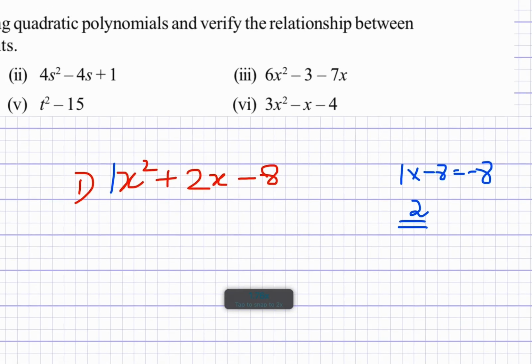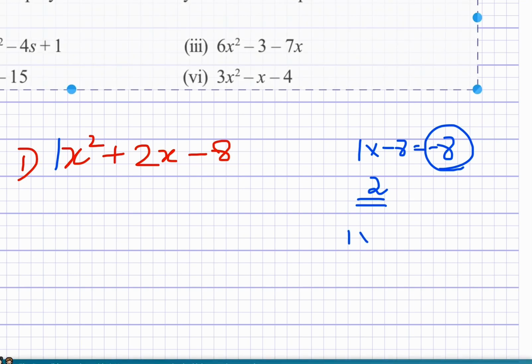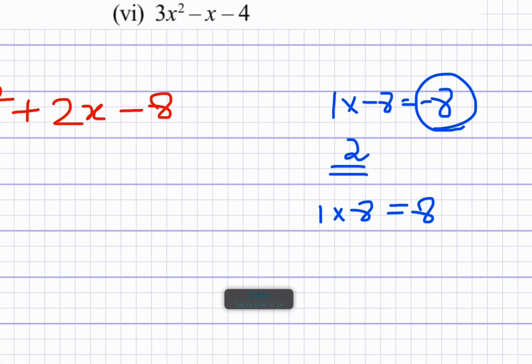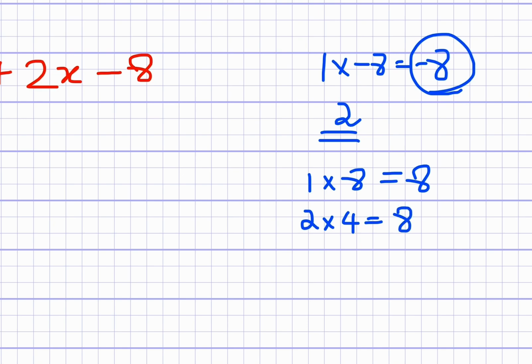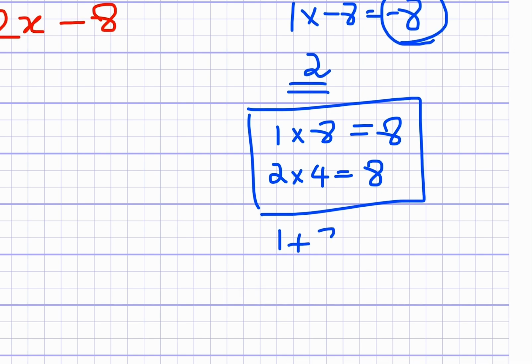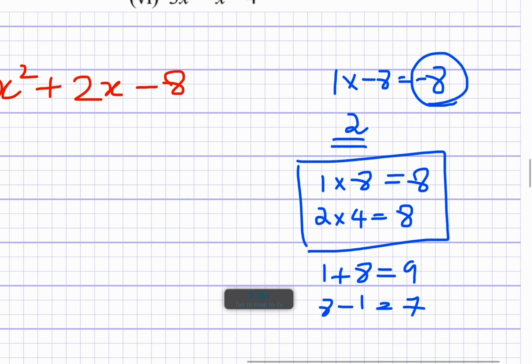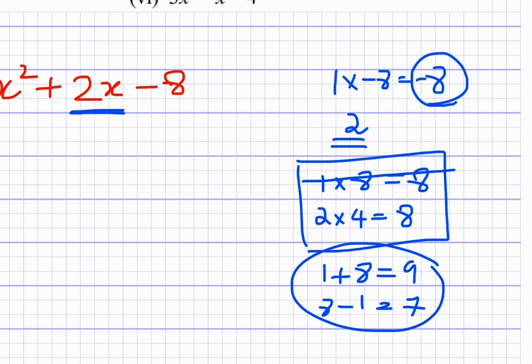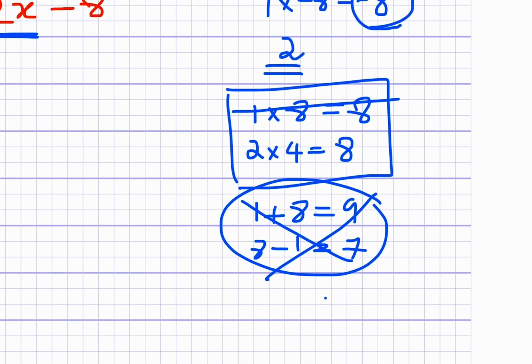So how do we get this 2? We have to identify what numbers when multiplied give 8. We get 1 into 8 is equal to 8, then 2 into 4 equal to 8. These are the two possible methods. For 1 into 8, 1 plus 8 is equal to 9, or 8 minus 1 is equal to 7. We don't need this because here the middle term is 2. Somehow we have to get 2, so we just ignore this one.